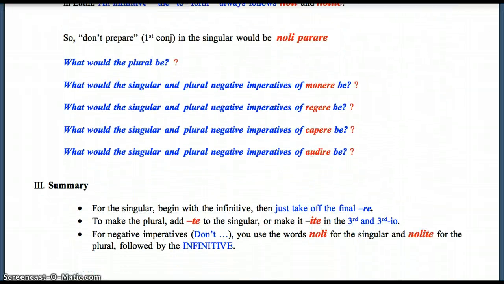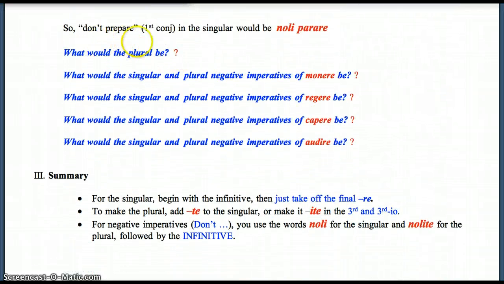So, let's see some examples here. If you're going to say don't prepare in the first conjugation, that would be noli parare. Now, how many people would that be talking to? One. You're only talking to one person because it's noli. If it were plural, it would be nolite parare. Notice that parare doesn't change at all because an infinitive is an infinitive and it doesn't change. So that's what the plural would be here.